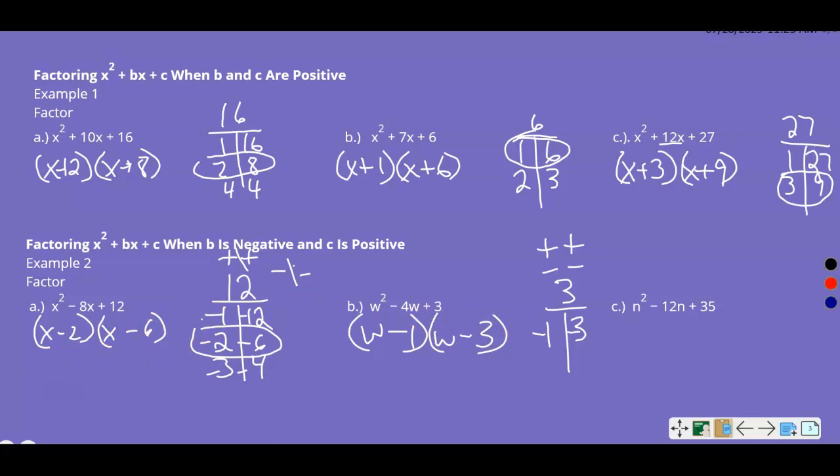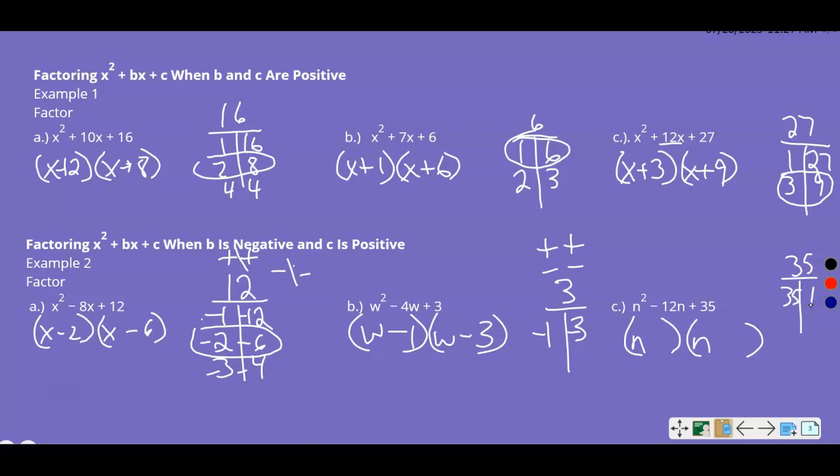Two negatives always multiply to give you a positive number. All right, C part says n squared minus 12n plus 35. So if I want to factor this, I'm going to have two binomials. I'm going to have n times n, and I need to find my multiples of 35. So I'm going to have 1 and 35. I don't know why I put 35 first, but it doesn't matter. All right, so 35 and 1.